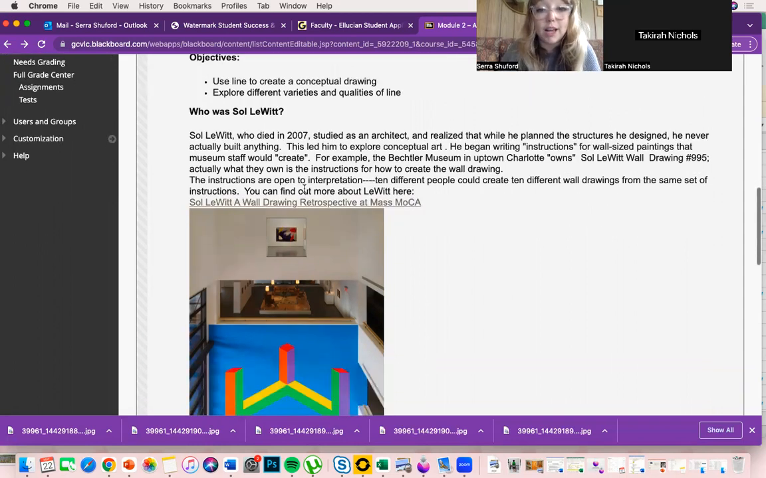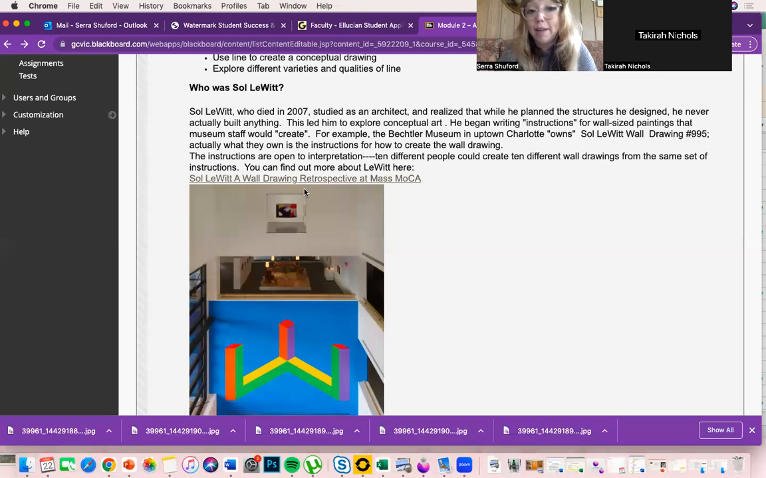So Sol LeWitt was actually an architect, and after doing architecture and blueprint designs for several years, after he retired, he decided that he wanted to start creating artworks and murals and paintings instead, but using a very similar format to how he had done architecture, which essentially is that he does not really create anything. He makes the plans for them and then has other people execute those plans.